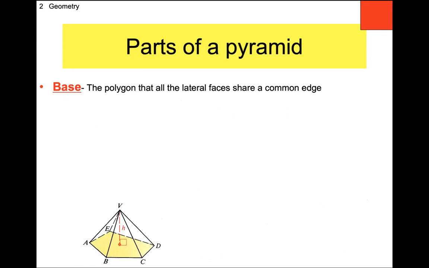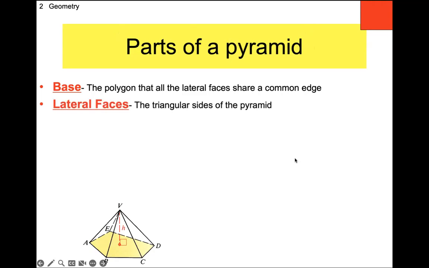And the base is that polygon that the lateral faces, the sides, all share a common side to. So let's see, which side do they share? For instance, AB right here would be shared with this triangle right here. I drew that kind of crummy, but you get the idea. So there's the triangle. And I'll do it in blue this time. What edge does it share? It shares this edge right here. Okay, so that's what the base is. Generally, we don't see pentagons. We generally see squares or triangles.